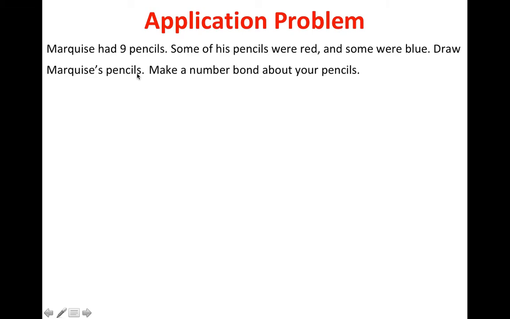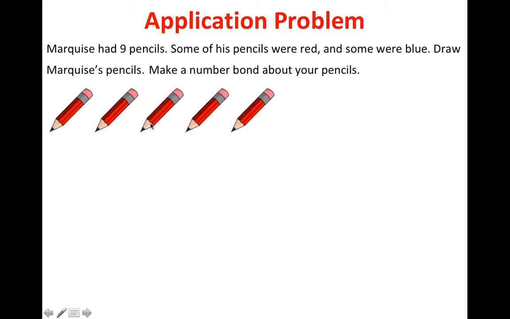So, from the given information, we know that we have 9 pencils and some were red and some were blue, which we do not know. You can choose how many pencils you want as red or blue. I will do mine and you can do yours, and after we draw the picture, you have to write a number bond to match it. I have 5 red pencils and I have 4 blue pencils.